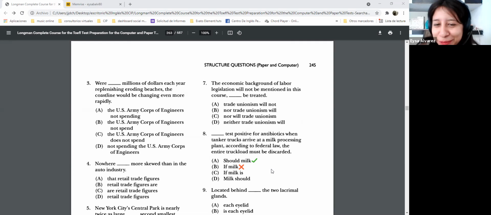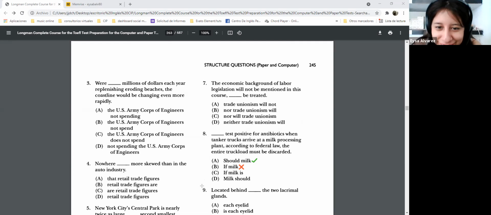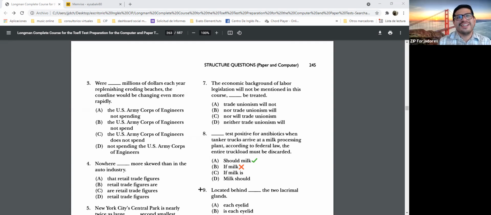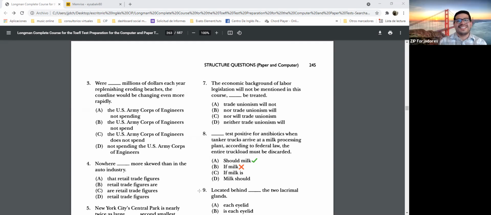Because in this case we are inverted, right? No. Okay, so tell me why couldn't it be letter B? Milk is positive for antibiotic. Um, because it's a conditional, right? It's a conditional. The interviewer must be. Yes, we have "must be". No, I'm not sure. It's a very simple reason.